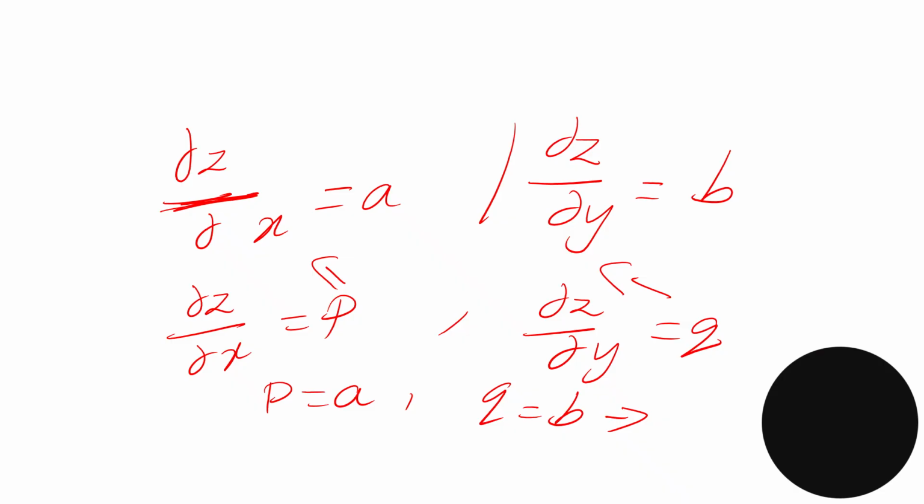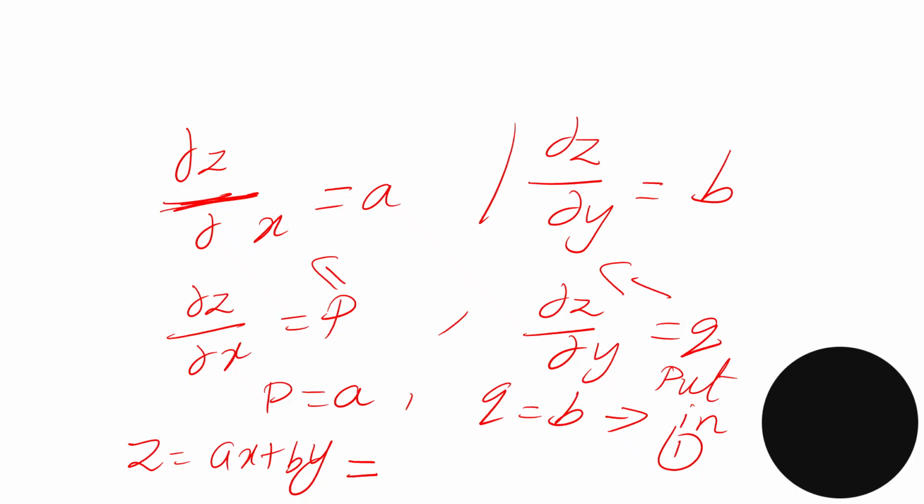Now apply this in equation 1. What is equation 1? z equal to ax plus by. If we apply p equal to a, q equal to b, what do we get? z equal to px plus qy. So this is the solution of this equation. You have eliminated the arbitrary constants. Next problem.